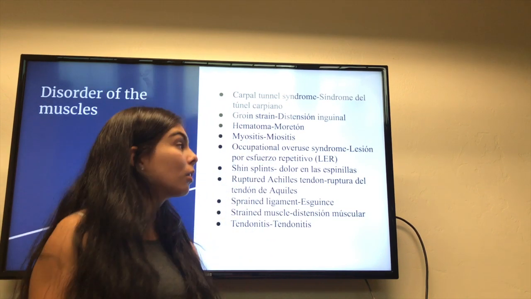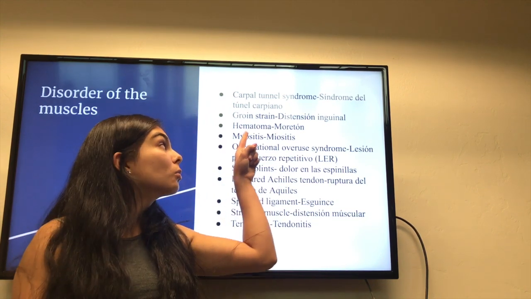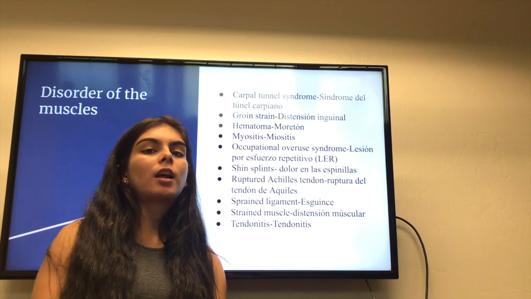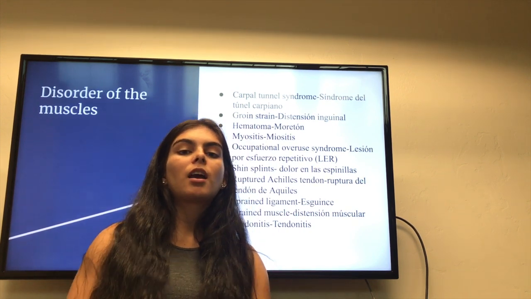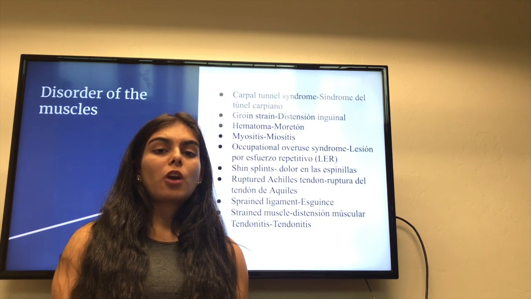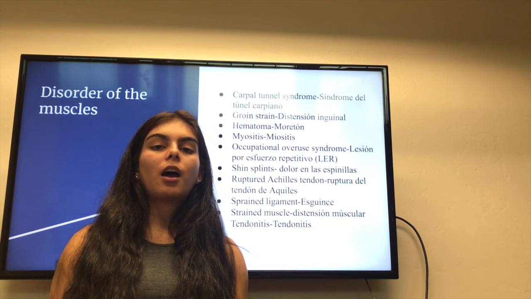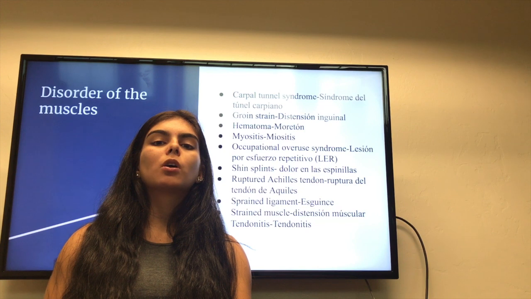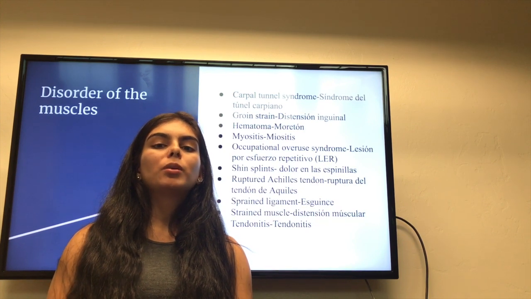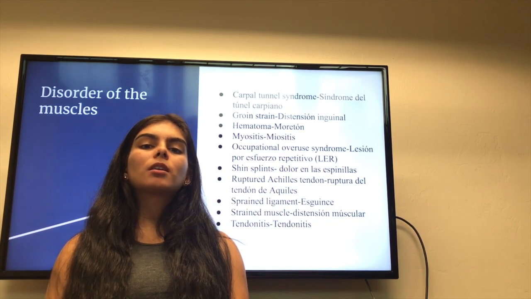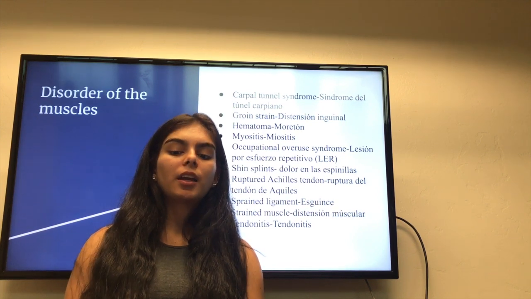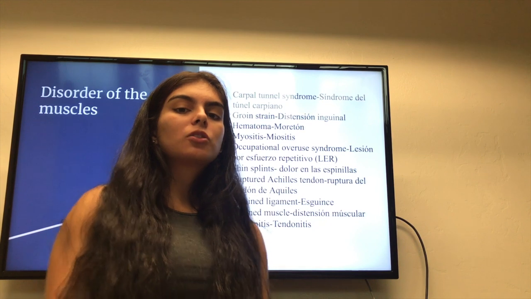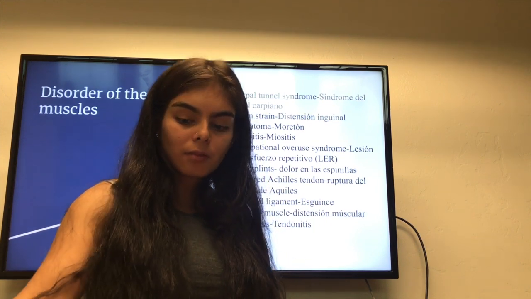The second one that we are going to talk about today is the groin strain, so distensión inguinal. So the groin strain is an adductor muscle in the inner thigh that has been overstretched. The treatment that will cure groin strain will be the Rice method. So the Rice method is rest, ice, compression, and elevation. And stretching can help to alleviate it.